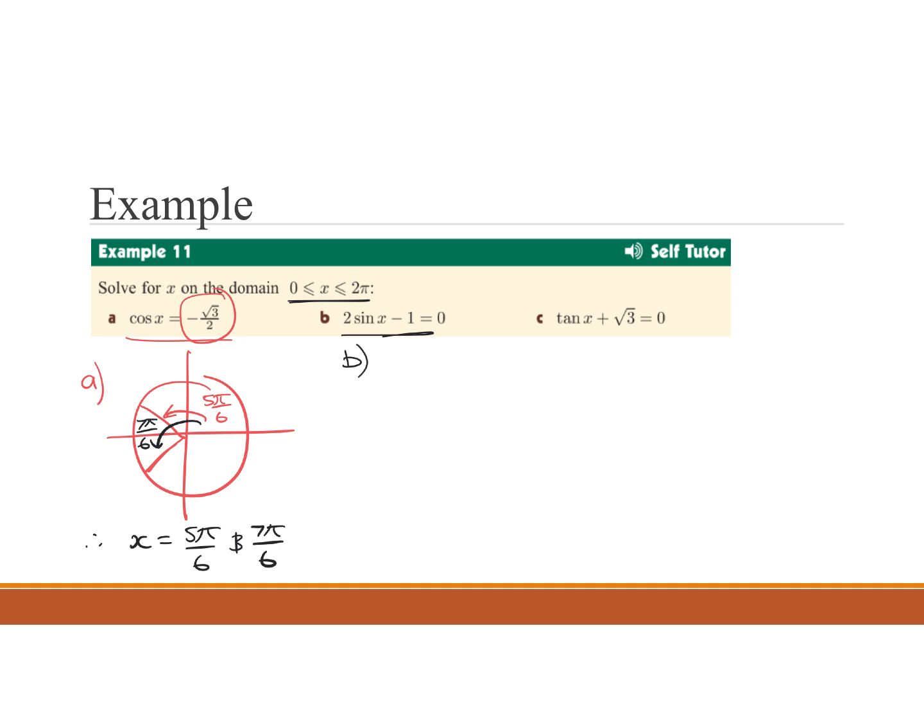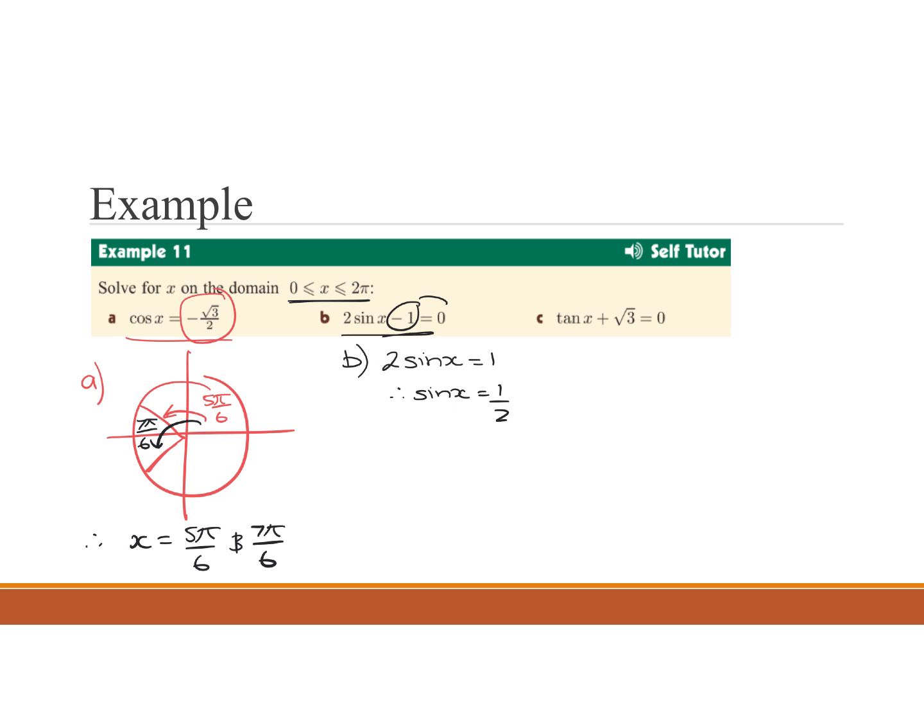So let's use some algebra to get sine x by itself. If we do that, we've got 2 sine x is equal to 1. What I've done is move that 1 to this side, and therefore we've got sine x is equal to a half. So again, we go and have a look on our unit circle.